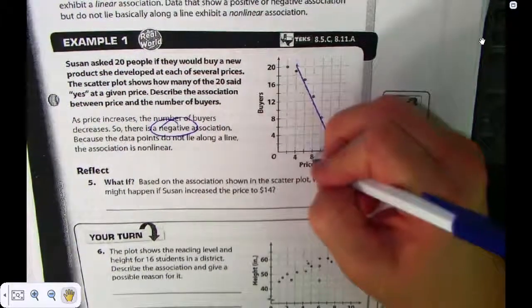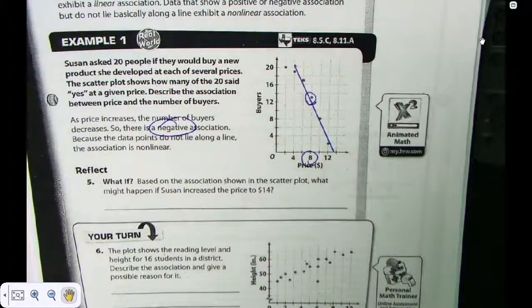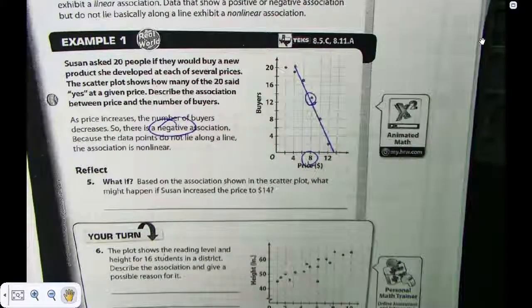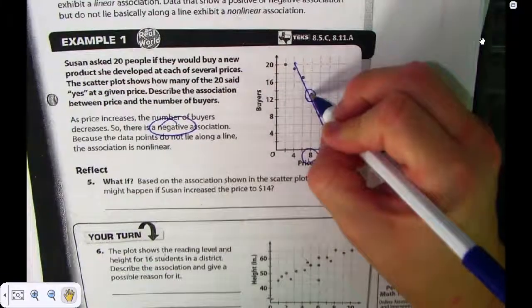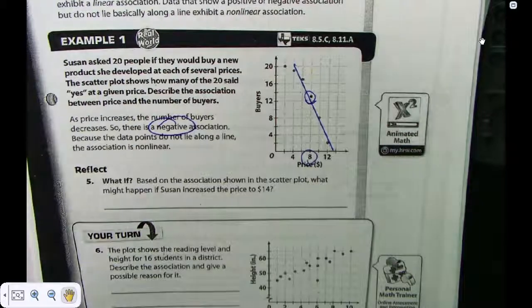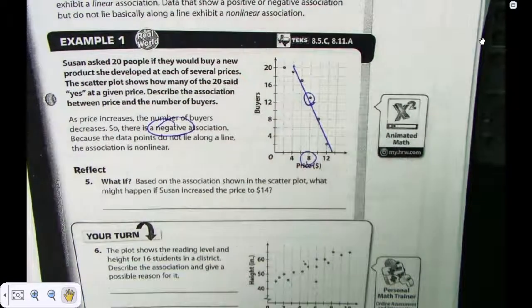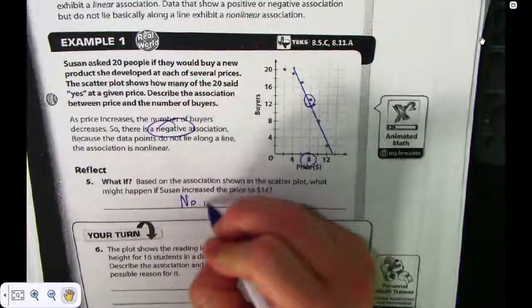I asked at $8, how many people are going to say, yes, I'll buy it at $8? Kristen and Daniel and maybe one other person said 13. Does everybody see how they got 13 people? Okay. So at $14, how many people you think is going to say yes, they buy it? I'd say no one.